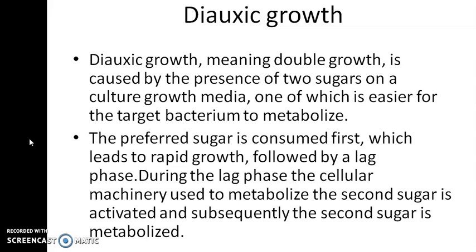Now let's see what's happening in diauxic growth. Diauxic growth means double growth. It is caused by the presence of two sugars in a culture growth media, one of which is easier for the target bacterium to metabolize than the other. The preferred sugar is consumed first, which leads to rapid growth, followed by a lag phase. During the lag phase, the cellular machinery used to metabolize the second sugar is activated, and subsequently the second sugar is metabolized.